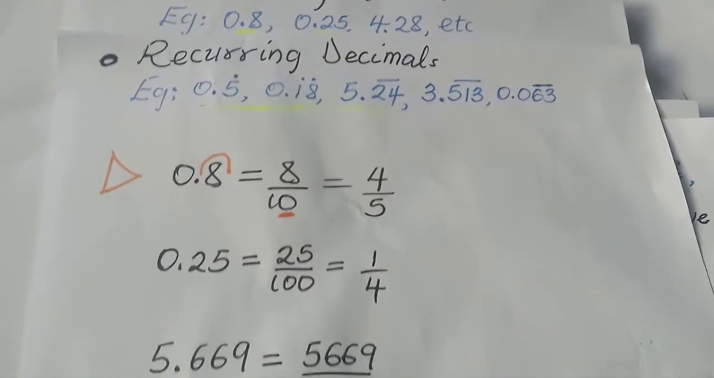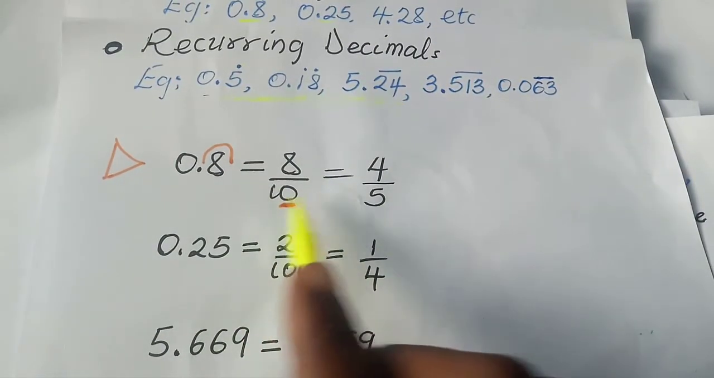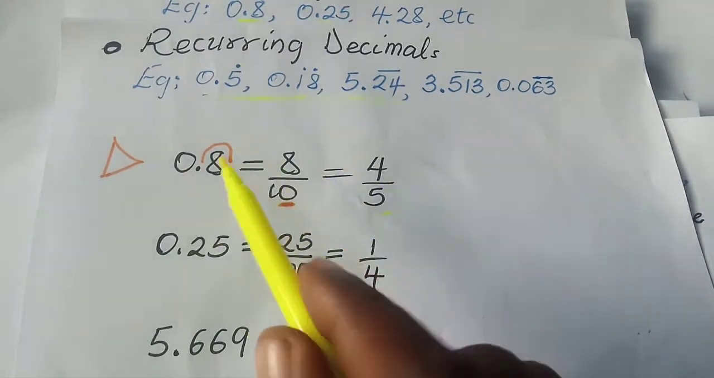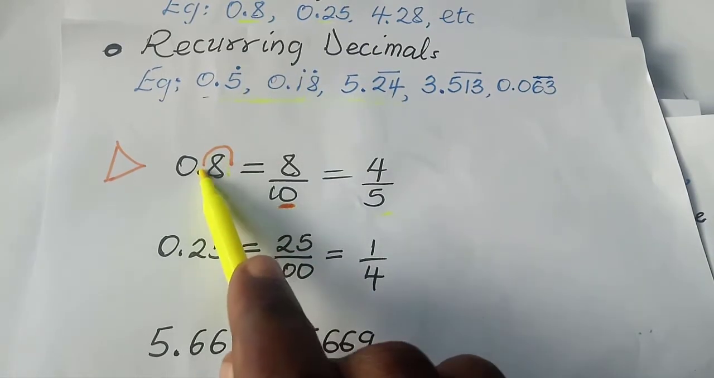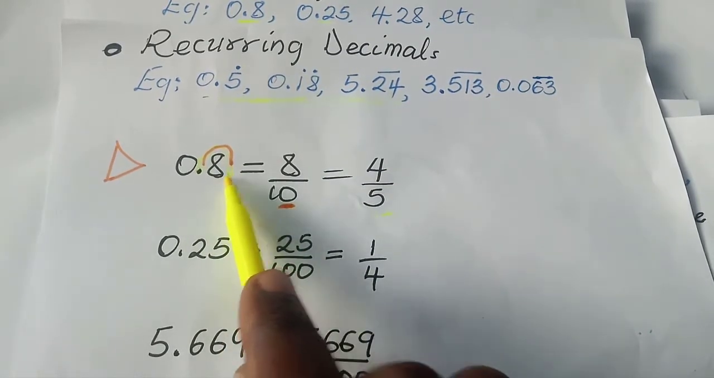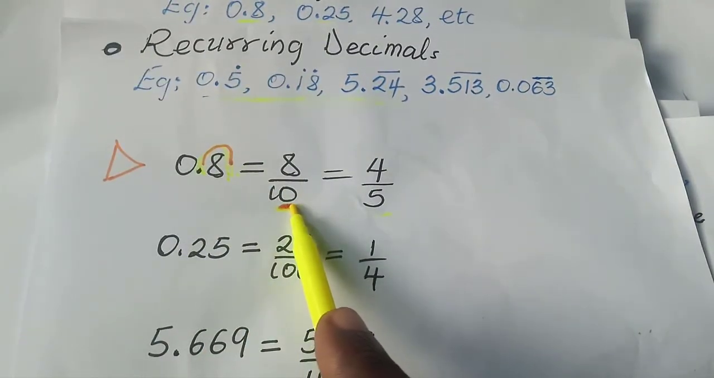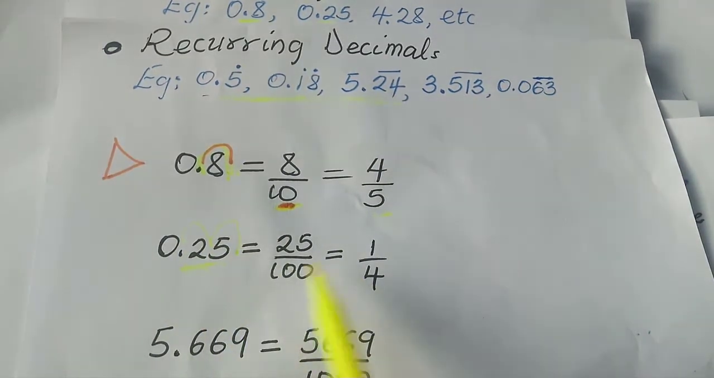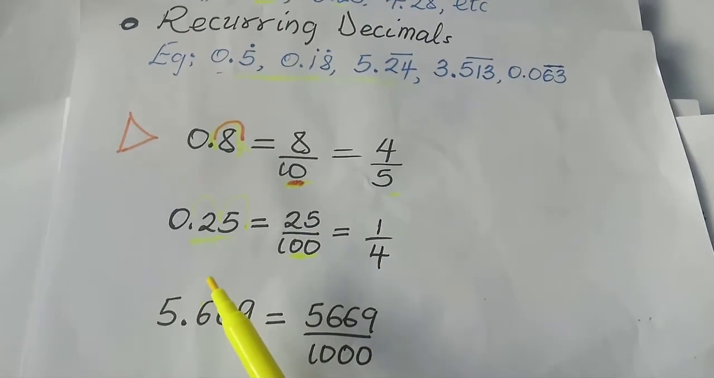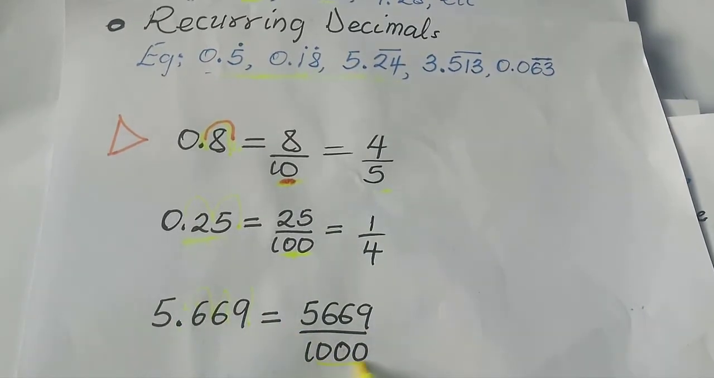For example, if you have 0.8, you said 0.8 is equal to 8 over 10, which can be reduced to what? 4 over 5. The idea is that you move the decimal to the right up to the end of the number. The number of times you move the decimal is the number of zeros you add here. In this case, you move just one, so you add only one zero. When you come to 0.25, the number of times you move the point is two, so we put two zeros. And in 5.6999, you move three times, so we put three zeros.